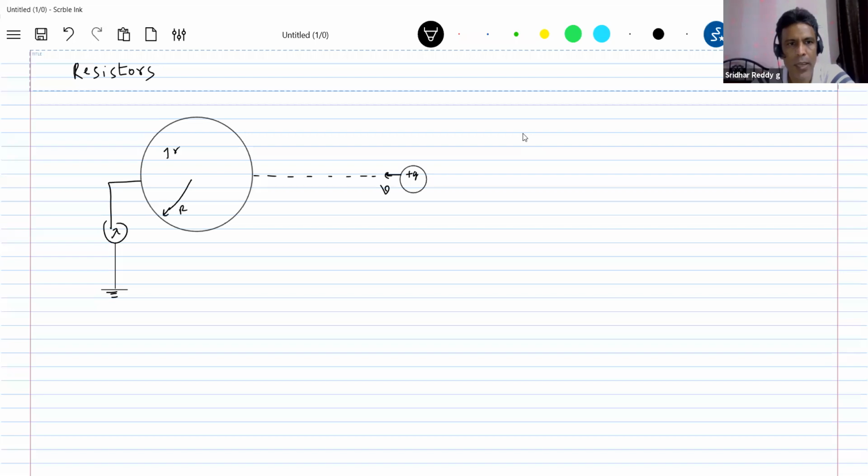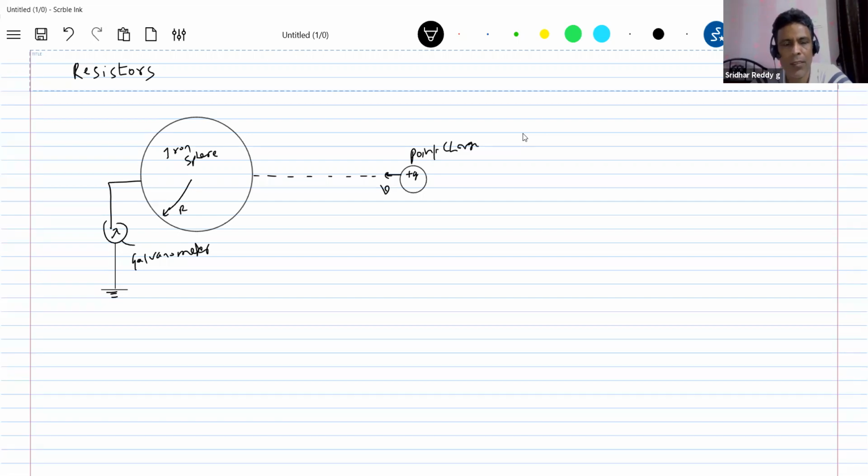Let this be an iron sphere. There's a meter which will measure the flow of charge. We'll call that, say, a galvanometer. What it does is measure the flow of charge through it. It will indicate the direction and also how much charge has flown. This is a point charge.